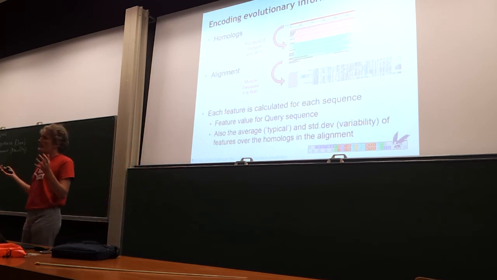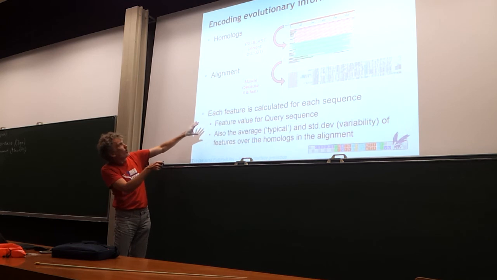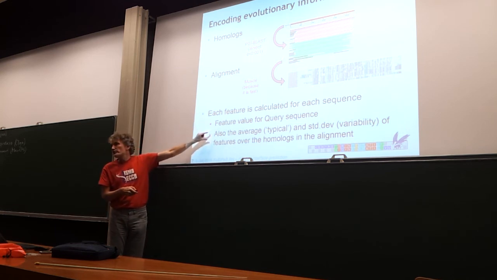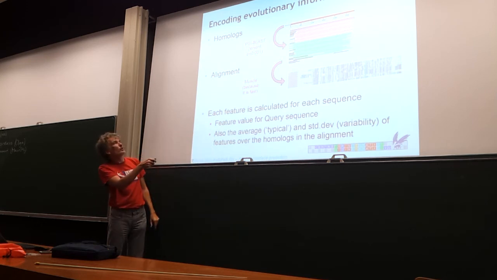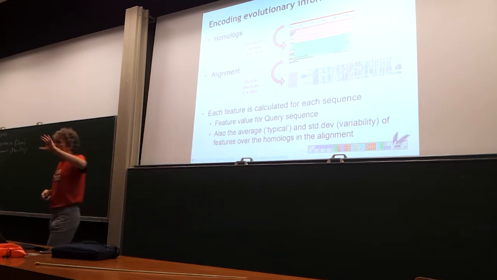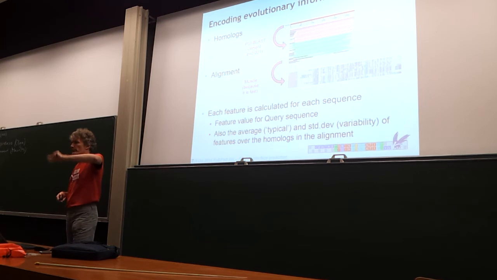We're not sure exactly what it tells the predictor, but this helps. And we don't put all of these numbers into the predictor, but we just take the average, which is sort of the evolutionary typical value of that feature. So it could be all alpha helix here, for example, and the standard deviation of it. If we put alpha helix in, the predictor gives a propensity, like 80% likely to be alpha helix, so we take this propensity, and you take the average.